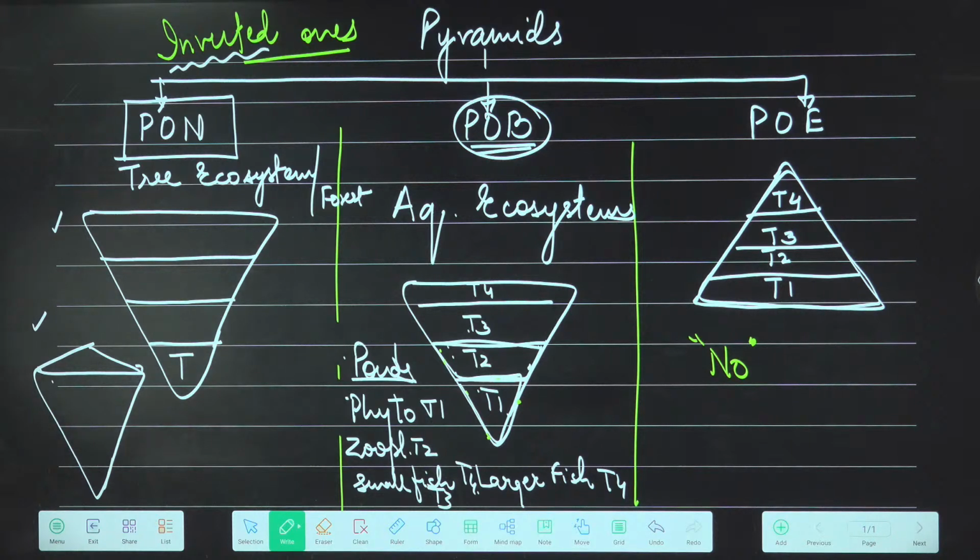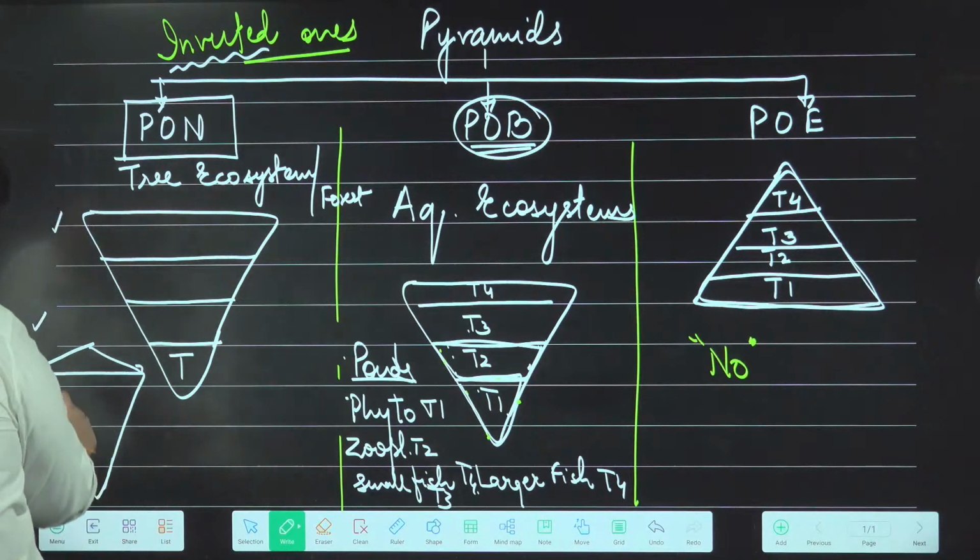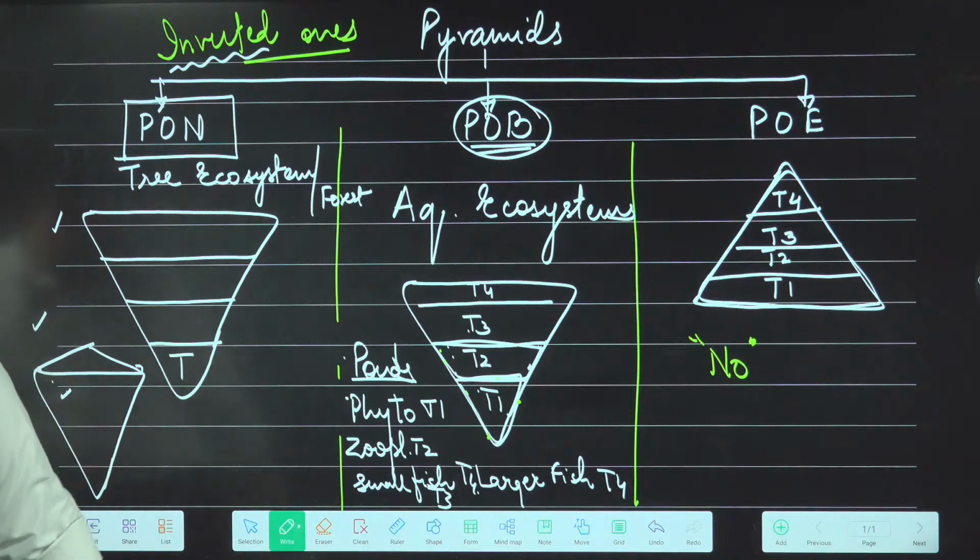In the tree ecosystem, pyramid of number, no matter how big the tree is, how large is the tree, how heavy is the tree, in terms of number, it is a single tree. So maybe the biomass follows the 10% law, but the number is inverted. Okay? I'll tell you how this also comes.